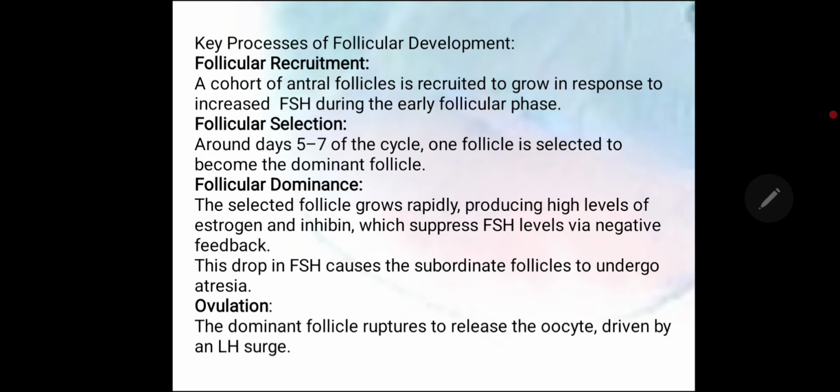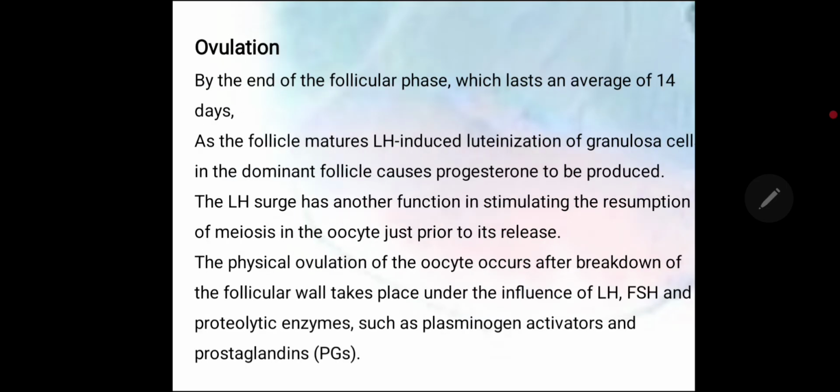Regarding ovulation, the dominant follicle ruptures to release the secondary oocyte, driven by the LH or luteinizing hormone surge. This occurs at mid-cycle. As the follicle matures and releases a high concentration of estrogen, this high level of estrogen will act on the anterior pituitary via positive feedback to secrete luteinizing hormone.